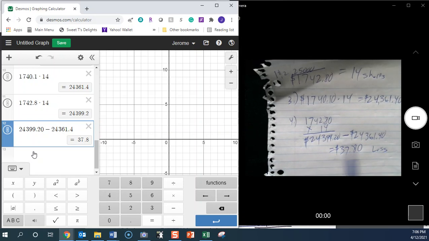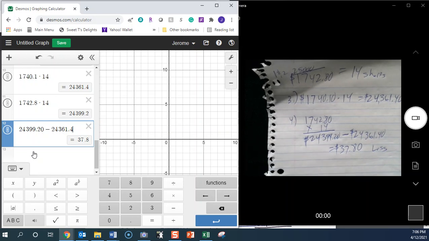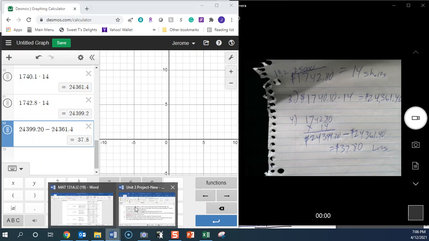Because remember, if you look here, we could have done it the other way. You could have put the amount you sold minus how much you purchased, and that would have given you a negative number. But if you notice the amount you bought is higher than the amount you sold for, you should know that it is a loss. Okay, so it's $37.80. That's a loss.